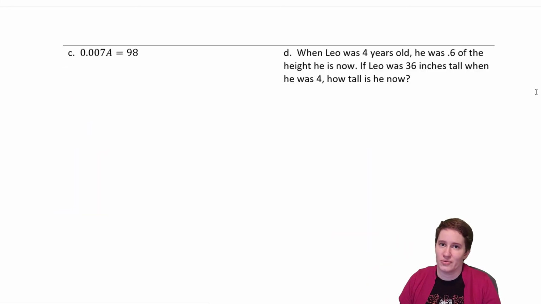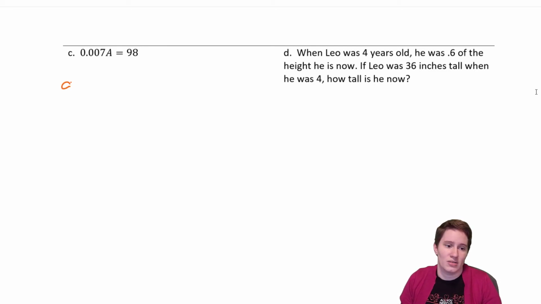2 more, one of which is a word problem. Let's look at C. 0.007a equals 98. So we're going to do 98 divided by 0.007. And that's because that's the opposite of what's happening here. It's saying that 0.007 times a equals 98. Well, that means whatever 98 divided by 0.007 is, that's going to give me a.